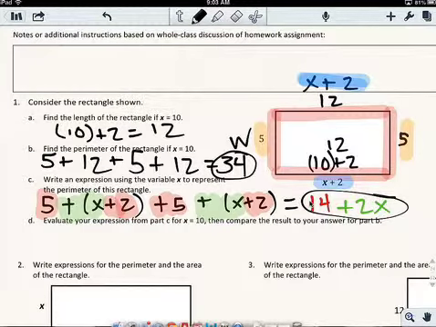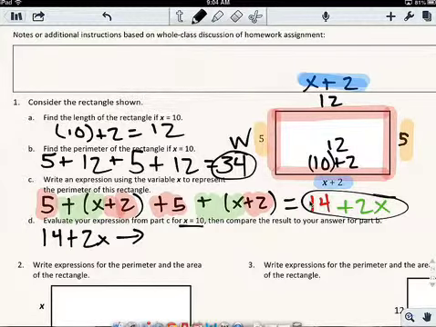All right, now they say evaluate your expression from part C for x equals 10, then compare the result to your answer for part B. I'm going to take my expression 14 plus 2x, and rewrite it now that I know that x is 10. I'm going to do 14 plus 2, and when I get to the x, I'm going to replace that with a 10.